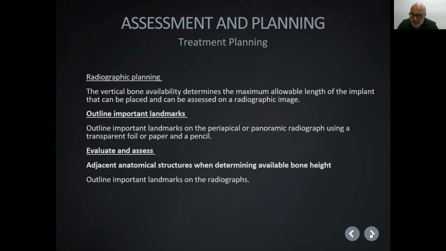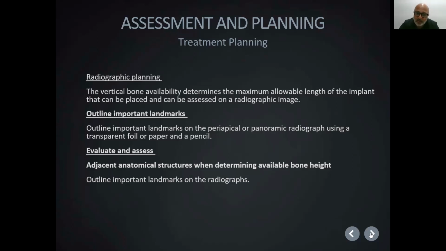Radiographic planning. The vertical bone availability determines the maximum allowable length of the implant that can be placed, and that can be assessed on a radiographic image. Look, quite often they say place the longest and widest implant you can. I'm not a firm believer in that. You place implants according to the occlusal load and needs. Being more invasive is not always good. Bigger and longer is not always better.